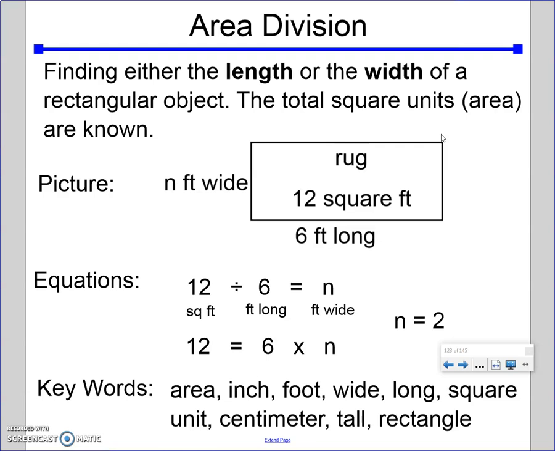Key words that help us know a problem is an area problem are words like area, inch, foot, wide, long, square, unit, centimeter, tall, and rectangle. Of course, you know it's an area division problem because it's an area problem where you know the total area.